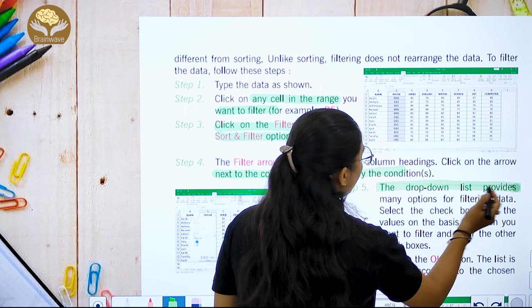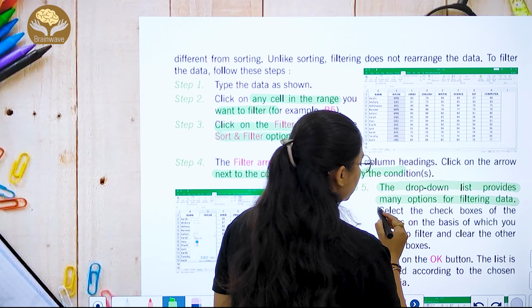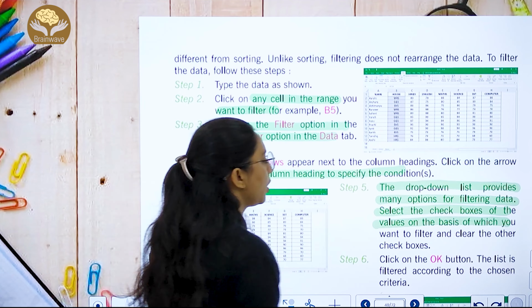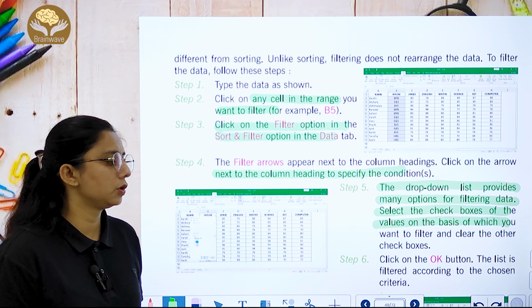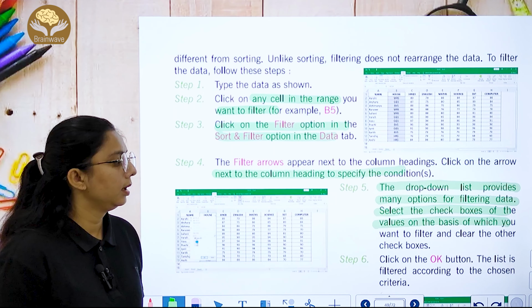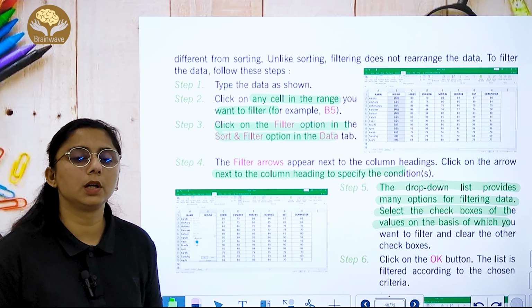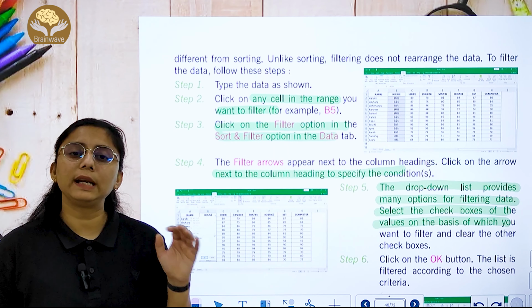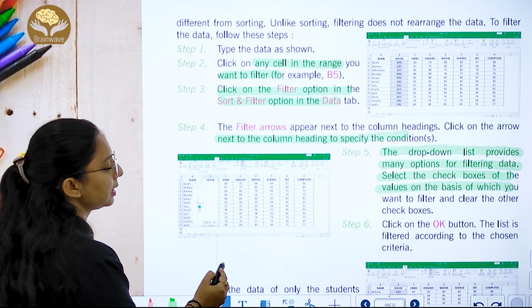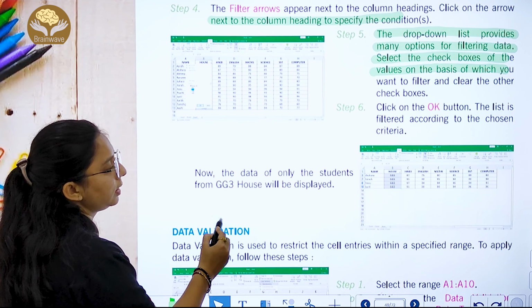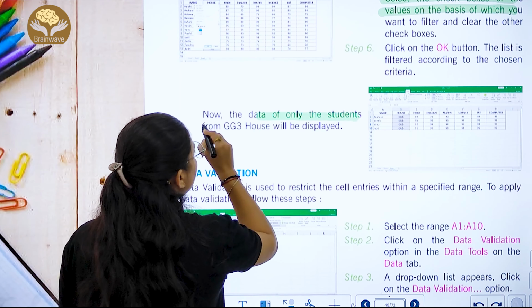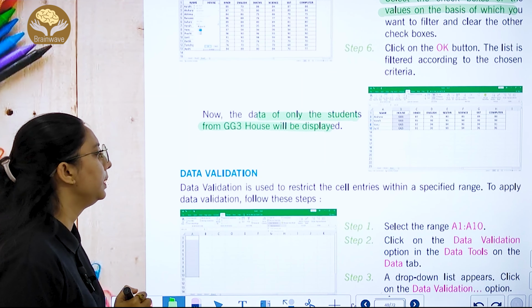Step 5. The drop-down list provides many options for filtering data. Select the check boxes of the values on the basis of which you want to filter and clear the other checks. Click the OK button. The list is filtered according to the chosen criteria. Now the data of only the students from CH-3 house will be displayed.